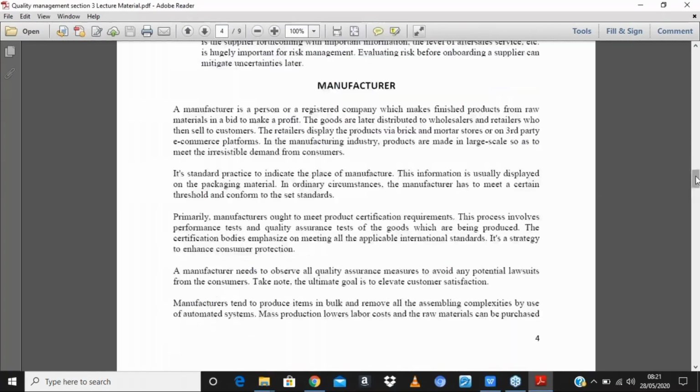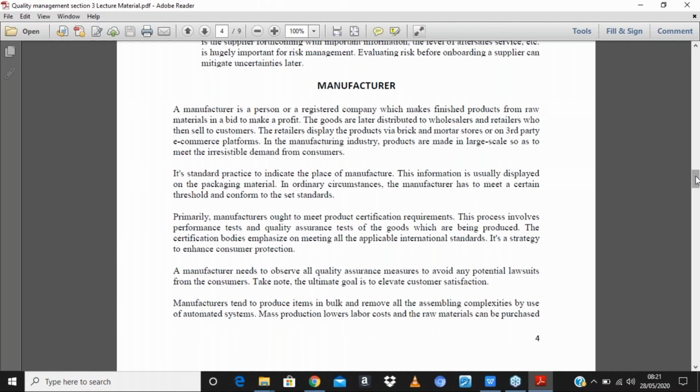Now, a manufacturer is a person or a registered company which makes finished products from raw materials in a bid to make profit. The goods are later distributed to wholesalers and retailers and to consumers, which is called the chain of distribution. The retailers display the products via brick and mortar stores, or via different platforms that they have available. In manufacturing industries, products are made on a large scale so as to meet the irresistible demand from customers and consumers. So who are the manufacturers?